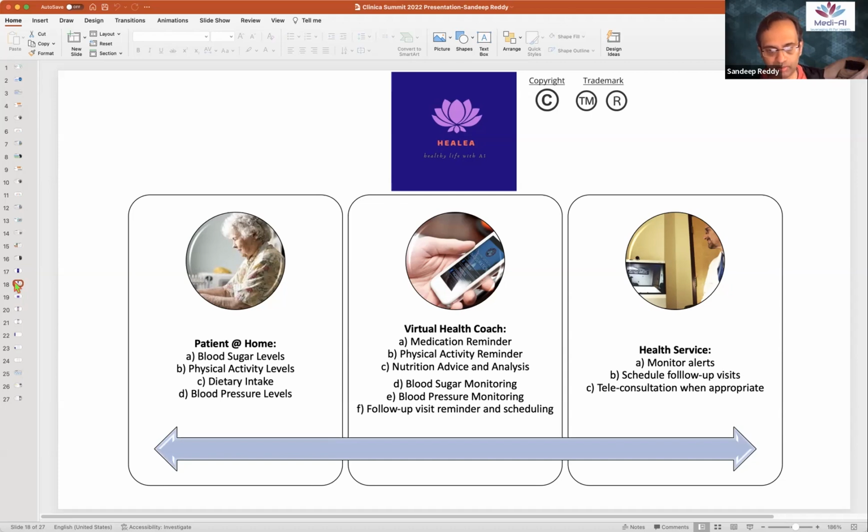Basically, it's an application that patients can download on their phone, and they can use it to monitor their blood sugar levels, their physical activity levels, their dietary intake, and in the future, blood pressure levels. But something very unique to this application is the utilization of cutting-edge technology like natural language processing and computer vision, and other artificial intelligence methods like machine learning and analytics, to analyze the incoming data and provide real-time insights, not just to the patients, but also to the health service provider.